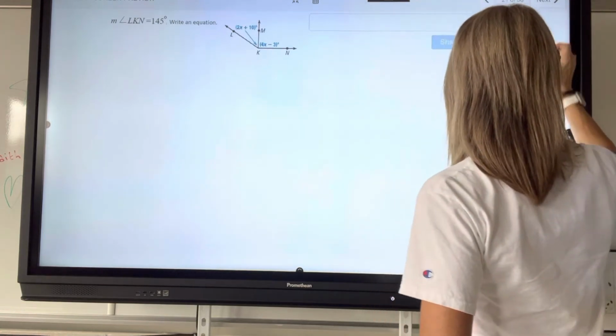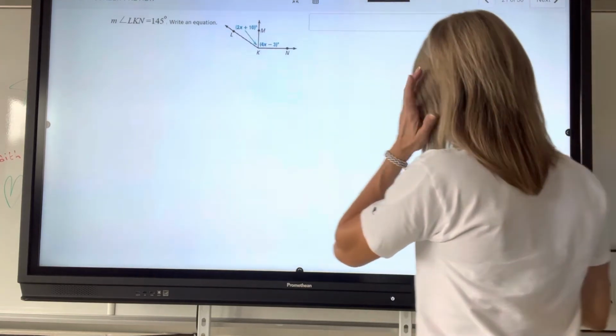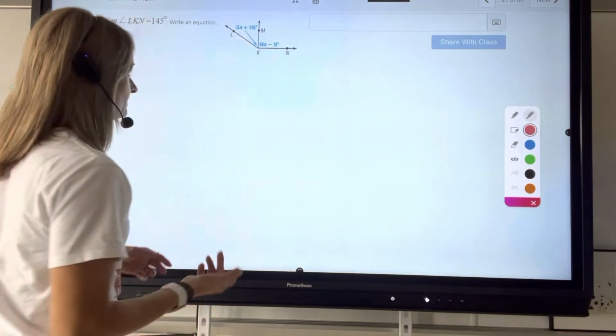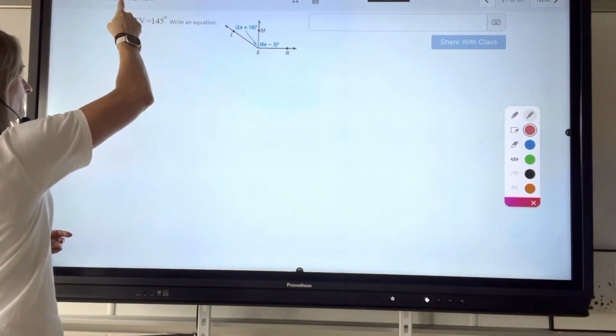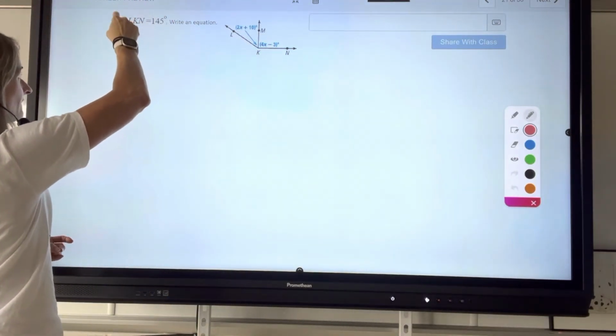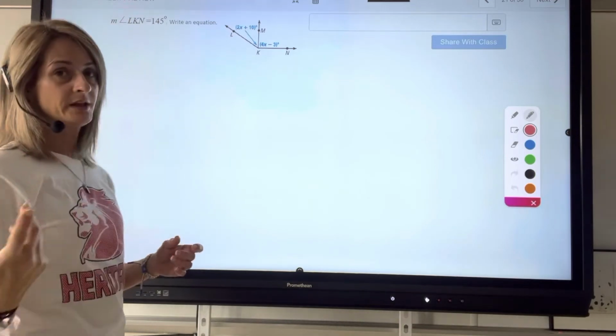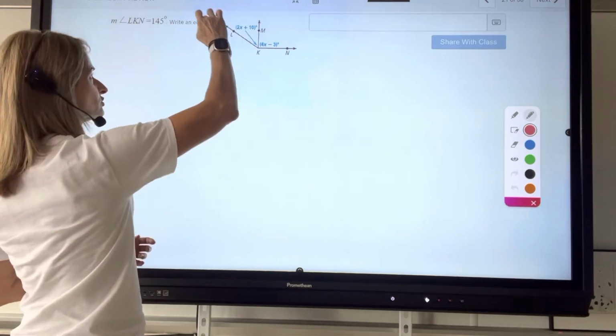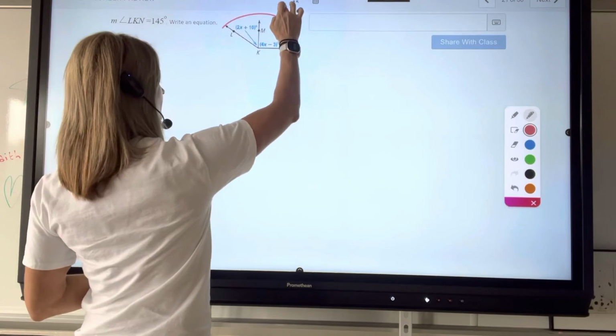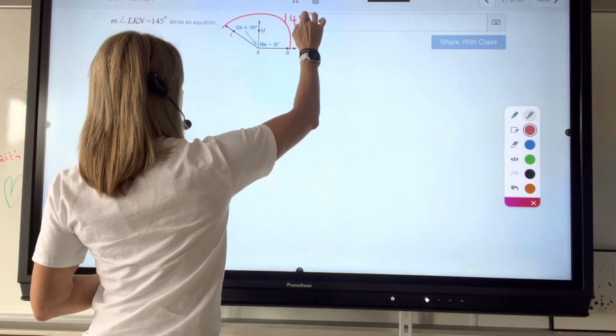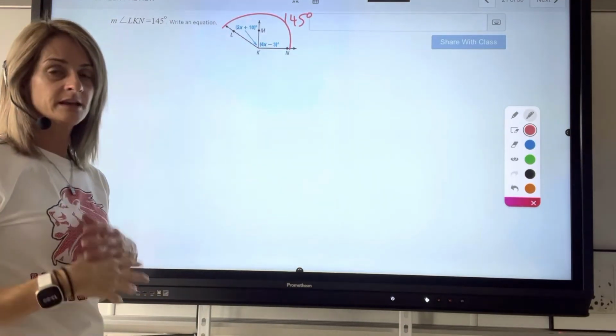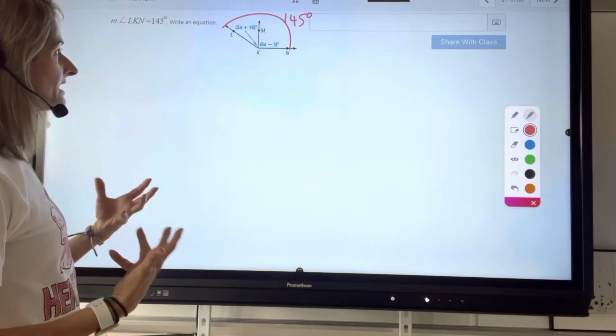Okay, this one. I know that on your diagram you can't do this, but they didn't put this information. The measure of LKN is 145. They didn't put that on the diagram, so I'm going to go ahead and just draw that on your diagram. I know you can't. But now you can get a visual of what this diagram says.